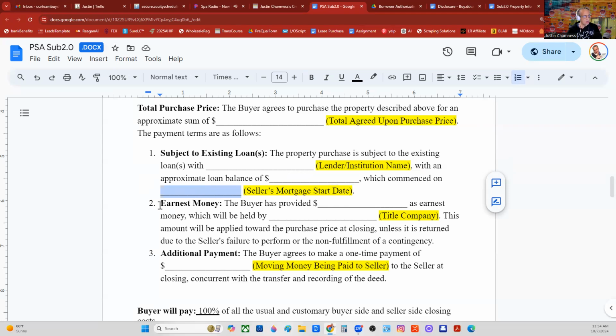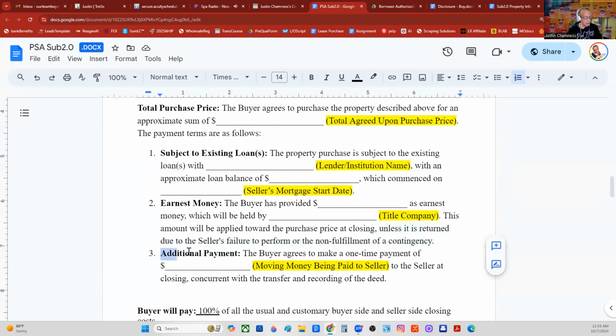Okay, earnest money. Okay, this might be some money that you put down here to make this contract official. All right, you're going to put $100 down as earnest money, which will be held by to be determined title company because you ain't found one yet, let's say. If you know the one that's going to close up, like I said, not all of them will do it. If you find the one that will do it, you'll want to put that here. All right. Now, this amount will be applied toward the purchase price at closing unless it is returned due to seller's failure to perform or the non-fulfillment of the contingency.